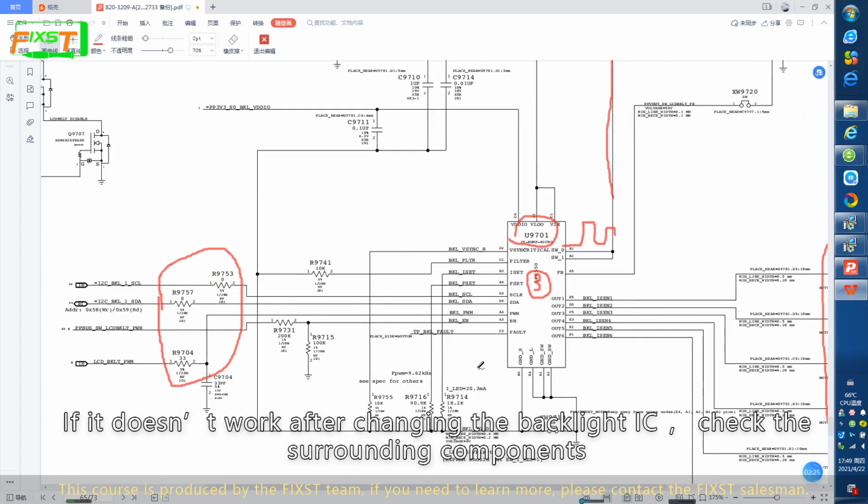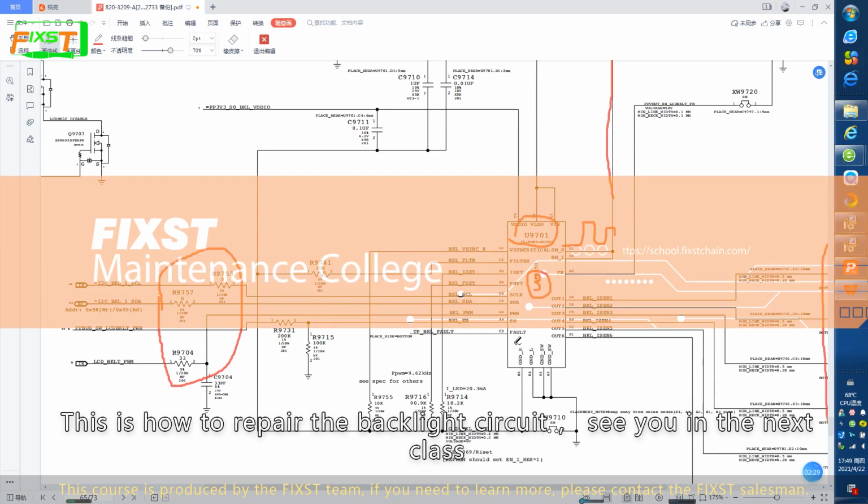If it doesn't work after changing the Backlight IC, check the surrounding components. This is how to repair the backlight circuit.